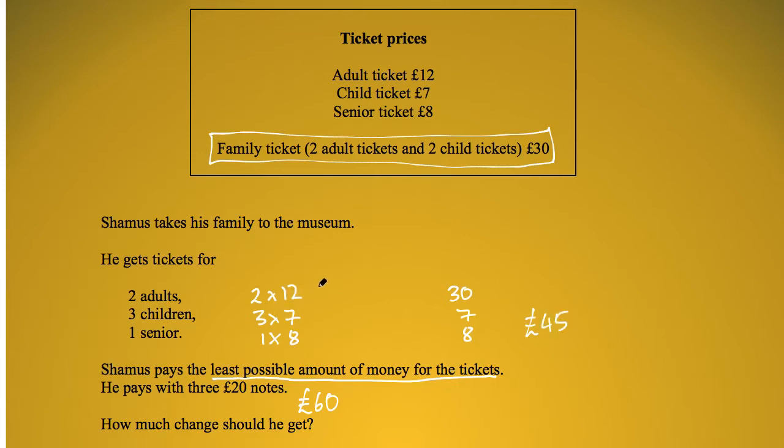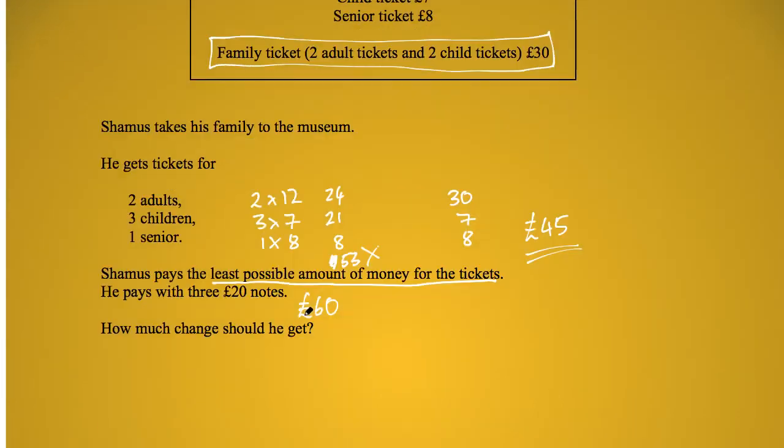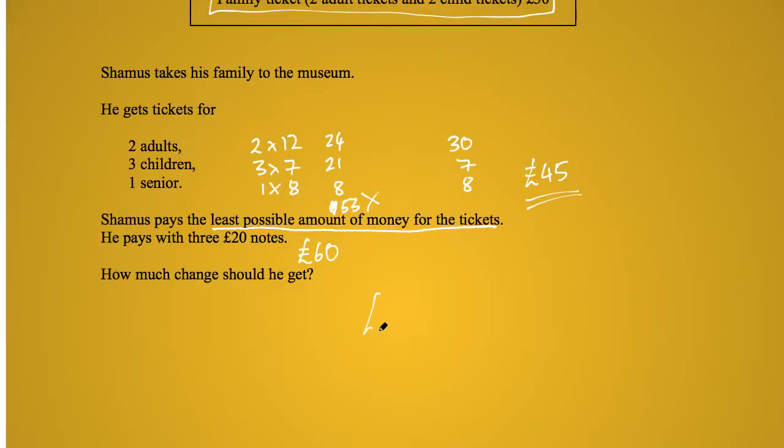This deal, we've got 24 plus 21, and 8. That we can see already is more than 45. That's 45 plus another 8. That's £53 in total. So that is not the cheapest. Least possible amount of money is £45. How much change should he get then from £60? We do our 60, take away 45, which leaves us with £15.